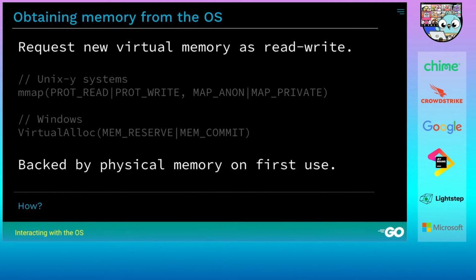But let's first talk about how we obtain memory, because it's sort of simpler and easier to consider. Obtaining memory happens with some kind of system call, like mmap. Don't worry too much about the system calls themselves. Basically, you ask the OS to make some memory in your address space read-write, and on first access, it's going to back it with real RAM. And pretty much every modern OS works this way.